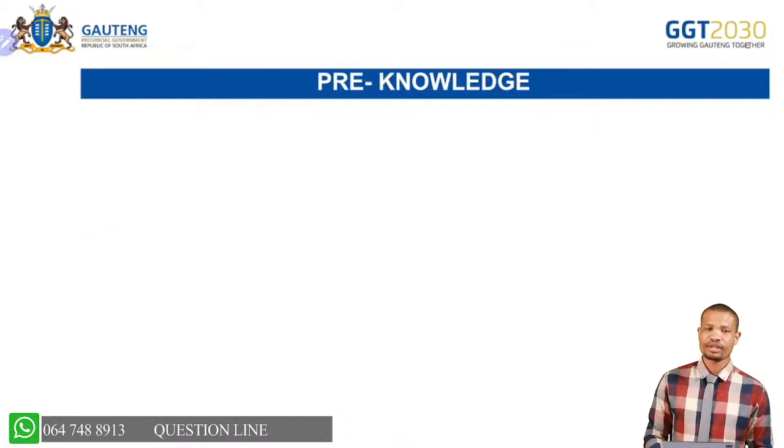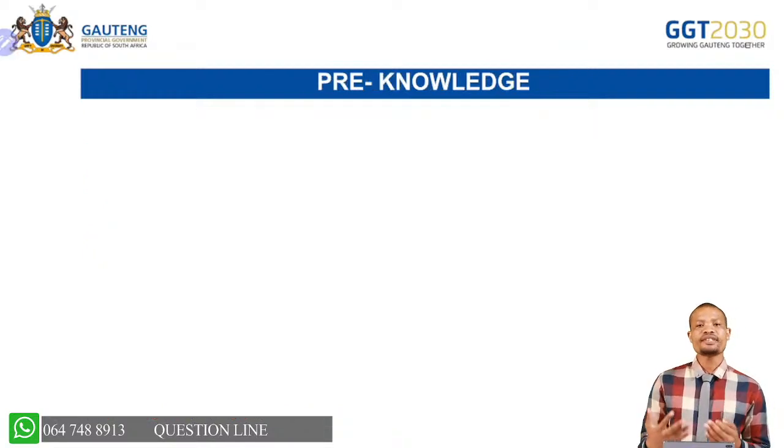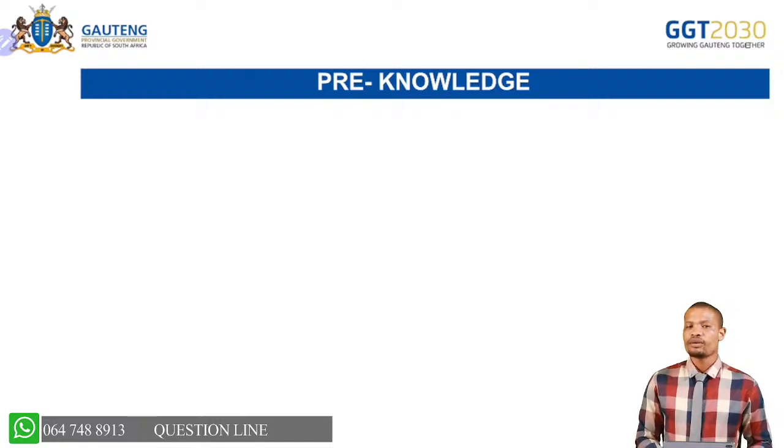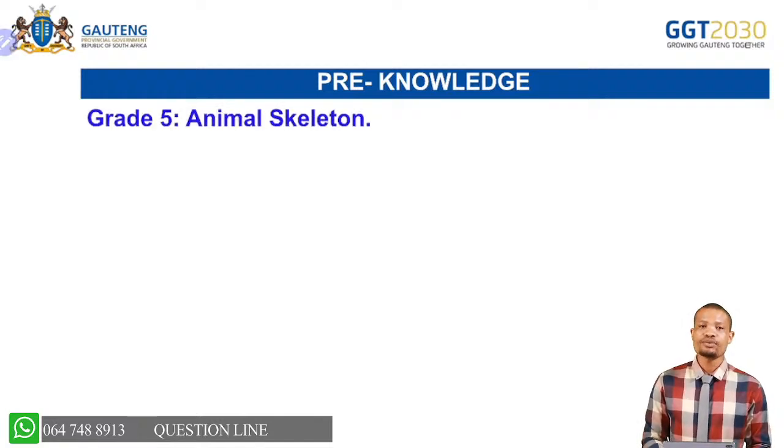Let's continue. Now, let's take a step back and revisit some of the concepts that we've learned in previous grades or previous lessons because they lay a foundation for today's lesson. We are going to take it way back to grade 5. What did we learn about in grade 5? We learned about the animal skeleton. But what is an animal skeleton?